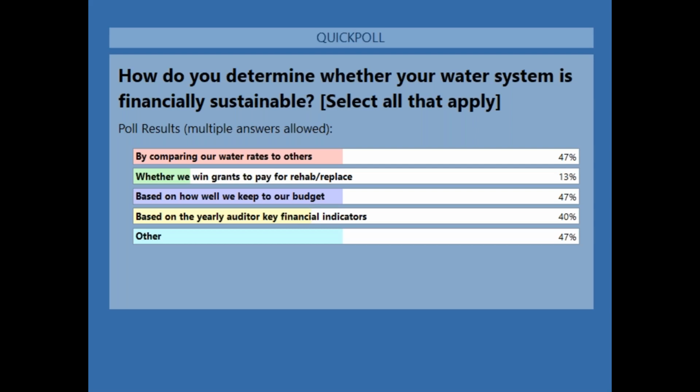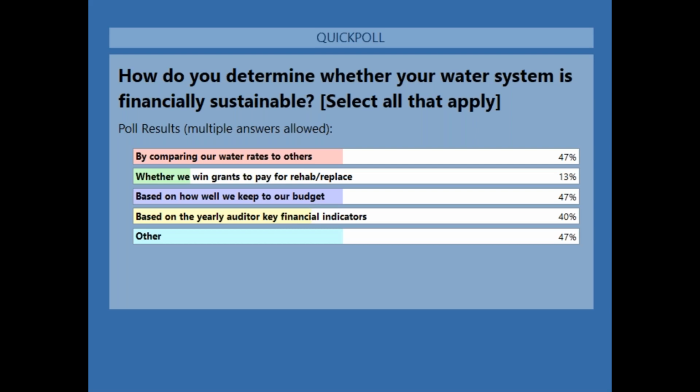So I'm glad to see that not many of you are relying on that second option, seeing whether or not you receive grants and being dependent on grants in order to be financially sustainable, because grants are highly competitive and very limited, and they're not going to be able to sustain everybody. So grants should not be the way that you measure success here. It's a great bonus if you get it, but shouldn't be something to be relied on.